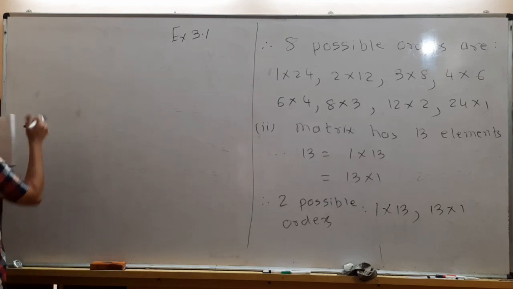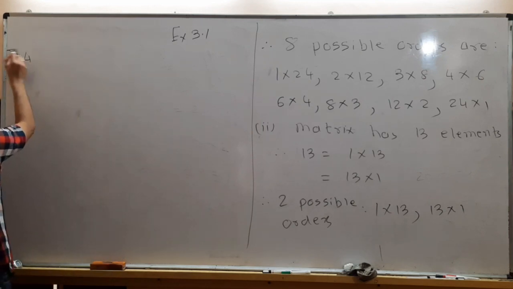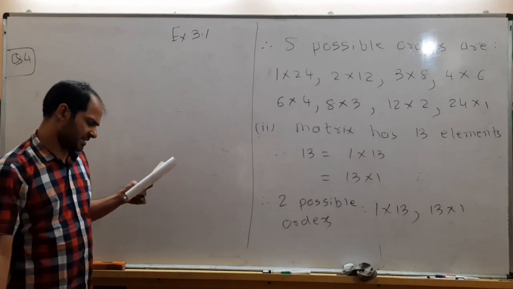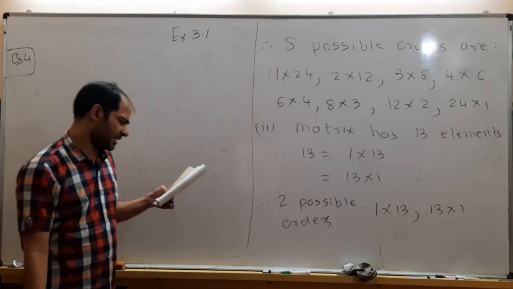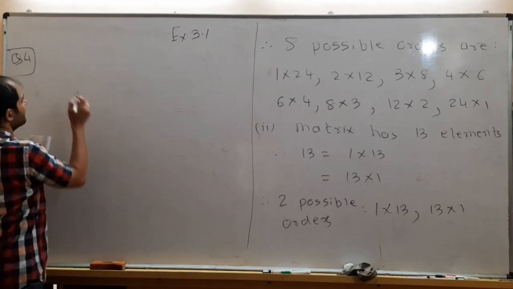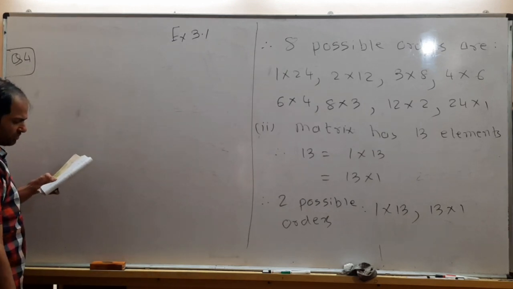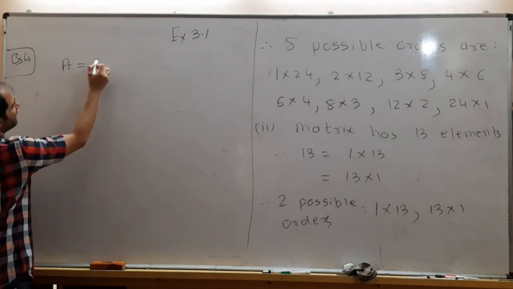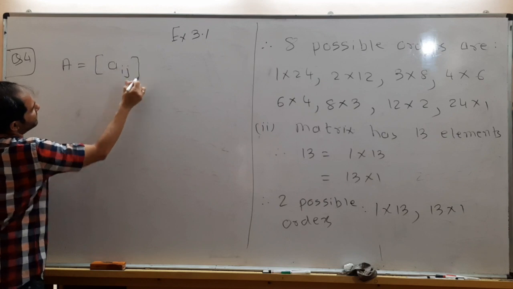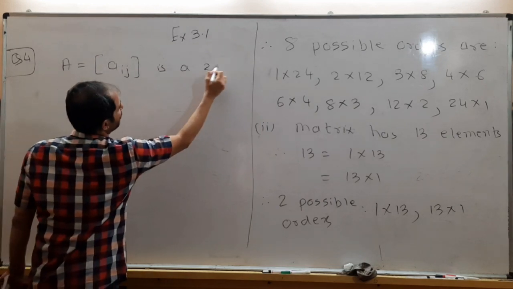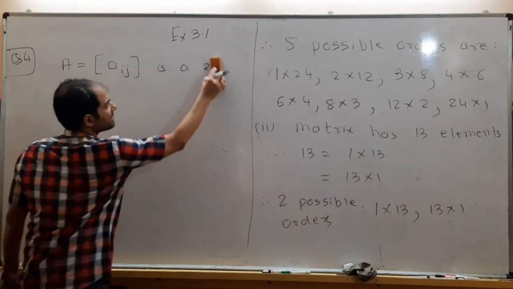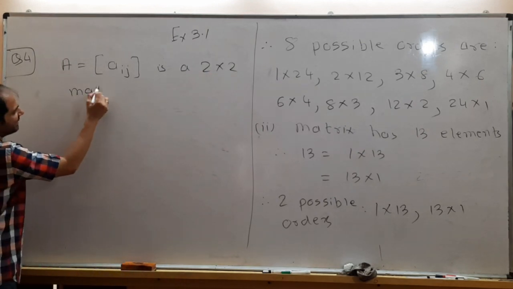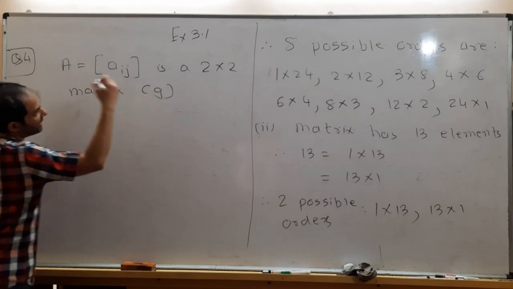Now coming to question number 4. Question number 4 has 3 subtypes. Let me do maybe 1 or 2. They have asked to construct a 2 cross 2 matrix A equal to Aij, a 2 cross 2 matrix, and we have to find all its elements.